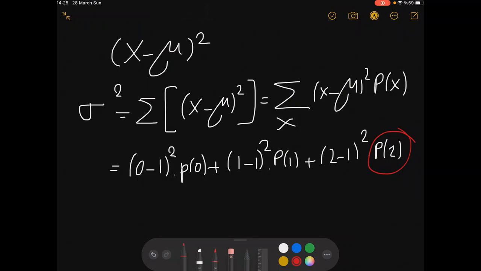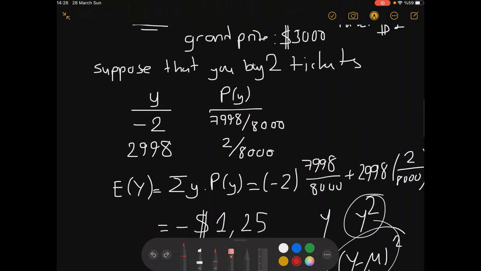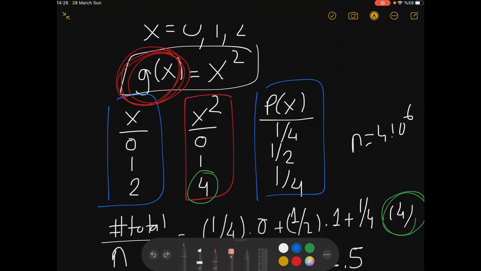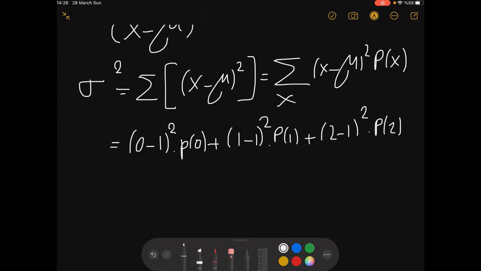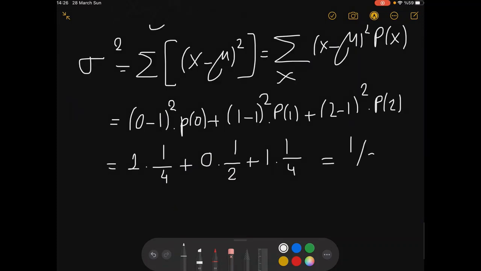These are coming from the original random variable. You remember where they are? Look, the original is always fixed. See, the originals are always fixed. That's what we're talking about here, and this is important. So it should be 1 times 1 over 4 plus 0 times 1 over 2 plus 1 times 1 over 4, and the result will be what? 1 over 2. This is your variance.